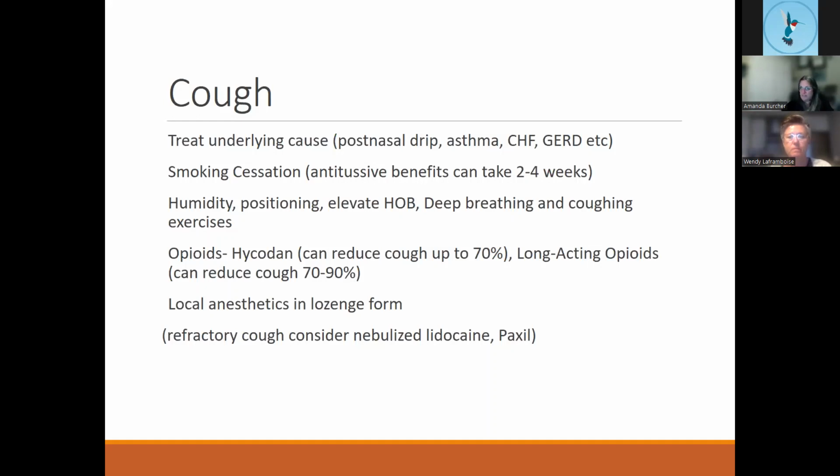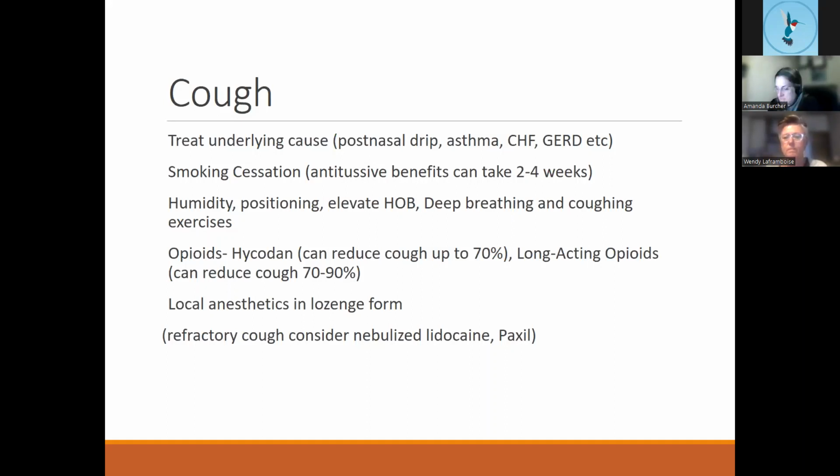Opioids really are the mainstay of treatment, again, for cough suppression. So elixirs like Hycodan can reduce your cough by up to 70%, and a long-acting opioid can reduce your cough by 70 to 90%. But again, we have to be careful. We don't want to suppress the cough too much and then have those secretions sitting there.